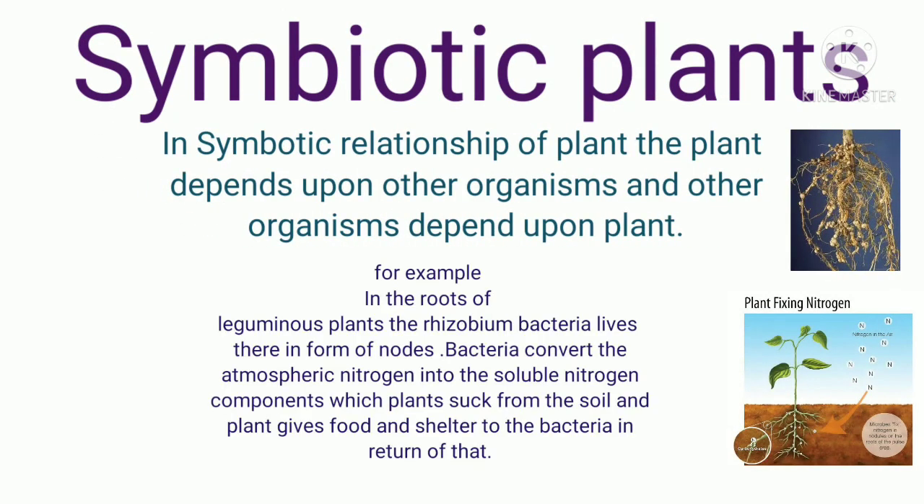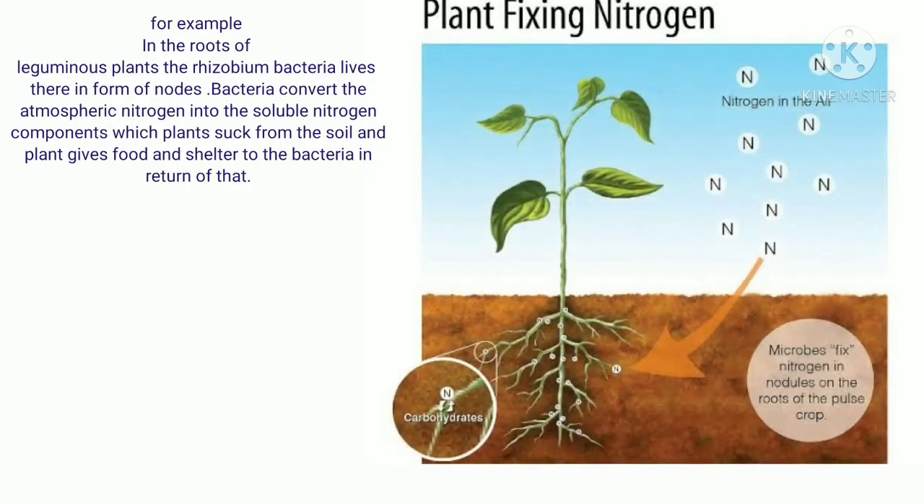Now, symbiotic plants. In a symbiotic relationship, the plant depends upon the other organism and the other organism depends on the plant. For example, in the roots of leguminous plants, the rhizobium bacteria live in the form of nodules.